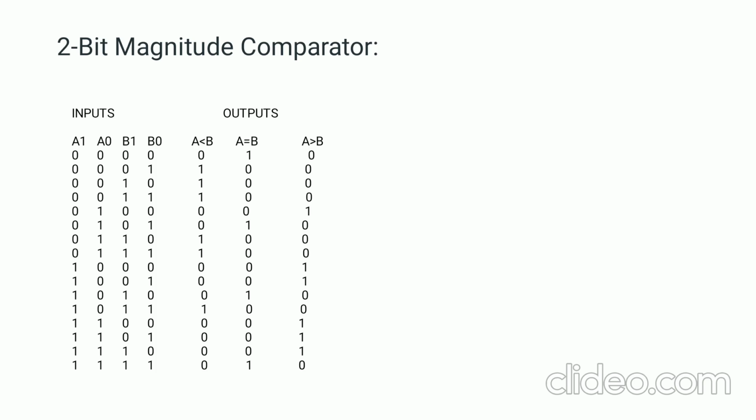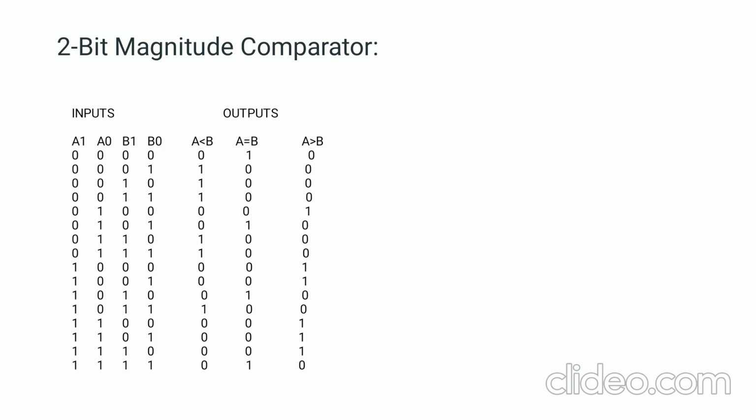In the next case 1 0 0 0, a possesses the value 2 and b possesses the value 0. So it will produce the result a greater than b as 1. Remaining output produces the value 0. In the next case 1 0 0 1, a represents the bit 2 and b represents the bit 1. So it will produce a greater than b as 1.